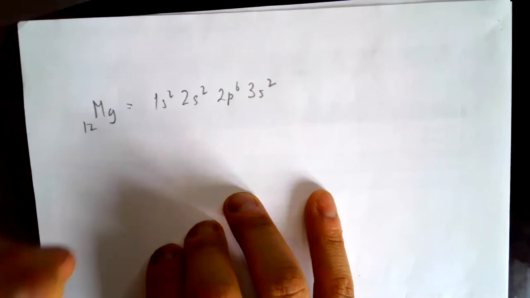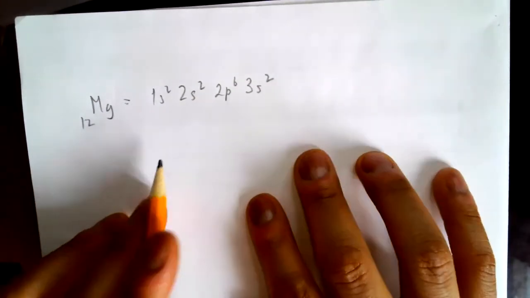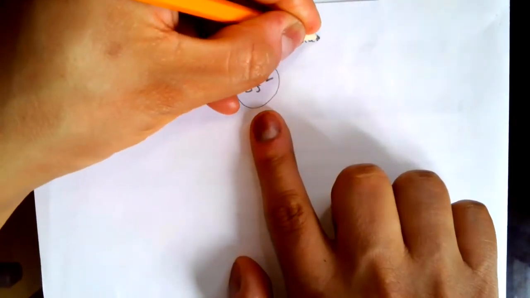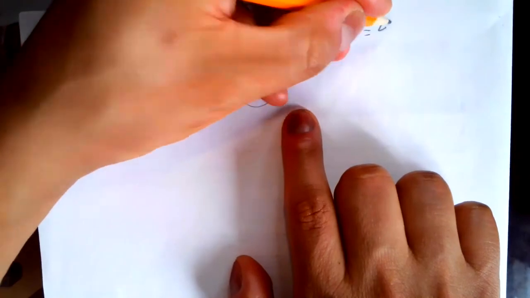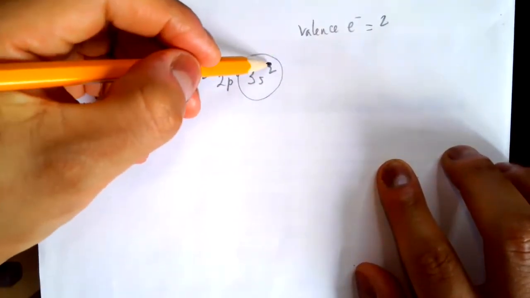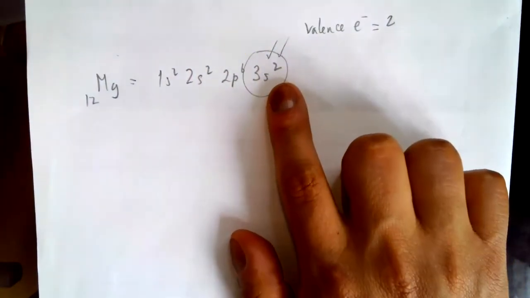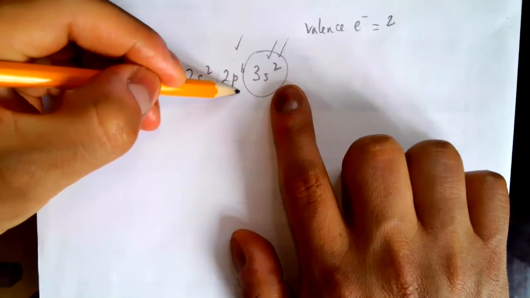Magnesium has an atomic number of 12. So magnesium is 1s2, 2s2, 2p6, 3s2. What are my valence electrons? My valence electrons are these guys, 3s2. Those are my valence electrons. If I lose the first one, I lose one here. If I lose the second one, I will lose it here. To lose a third one, then I will have to lose this one.